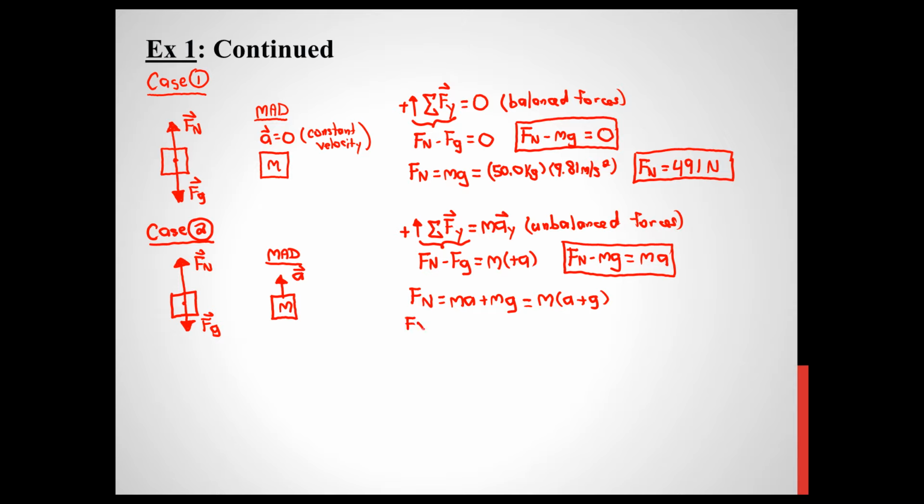So this would be Fn is equal to 50.0 kilograms multiplied by the acceleration, which is 3.00 meters per second squared, plus g, which is 9.81. And that's going to give me a normal force value of 641 newtons. So that's the force reading on the scale.